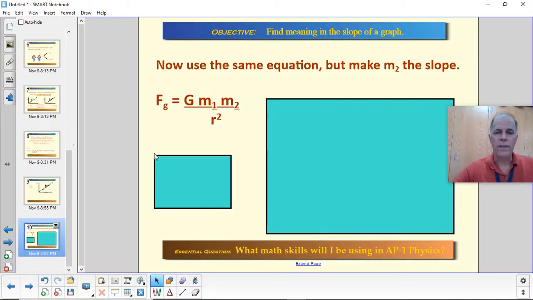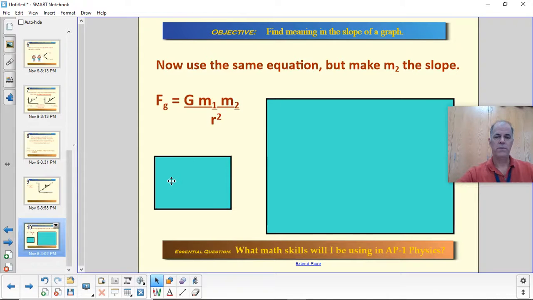Here's one more for you. Use the same equation, but this time make m2 the slope, the mass of the second object. So this is the original equation. Again, I want you to pause it and figure out how to do this. I'm going to start it in 3, 2, 1.